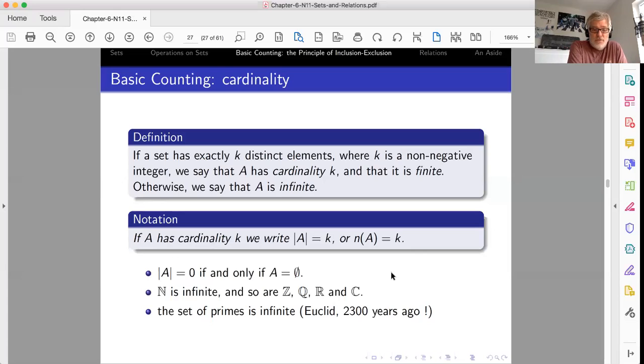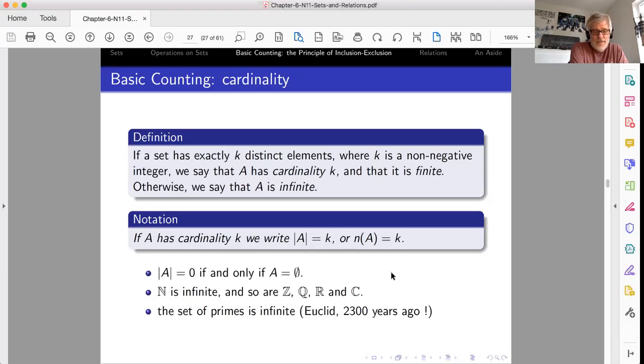And the notation for cardinality is exactly like you see on the screen. So 2 vertical bars, or n of A is equal to k. So that's the number of elements in the set, okay? Obviously, a set has 0 elements precisely if it is the empty set. That's the only set with 0 elements.